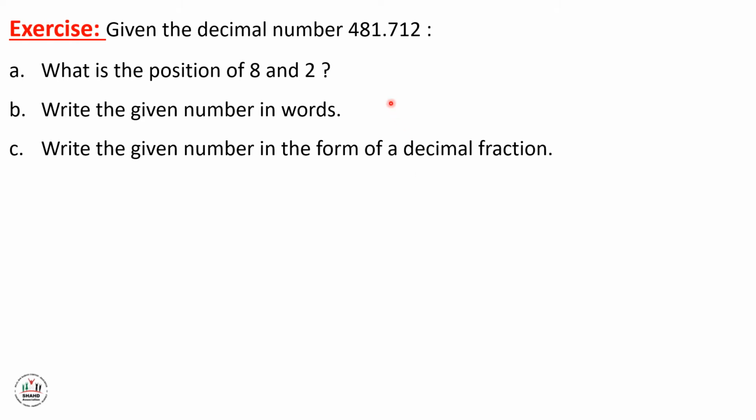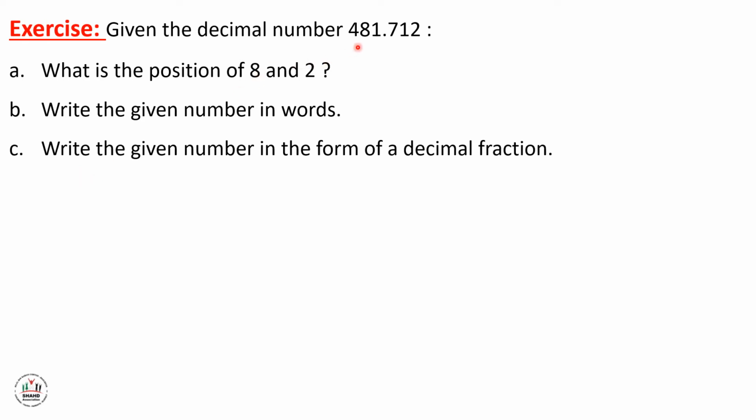Now let's solve this exercise together. Given the decimal number 481.712. Part A, what is the position of 8 and 2? In part B, write the given number in words. And in part C, we need to write the given number in the form of a decimal fraction.